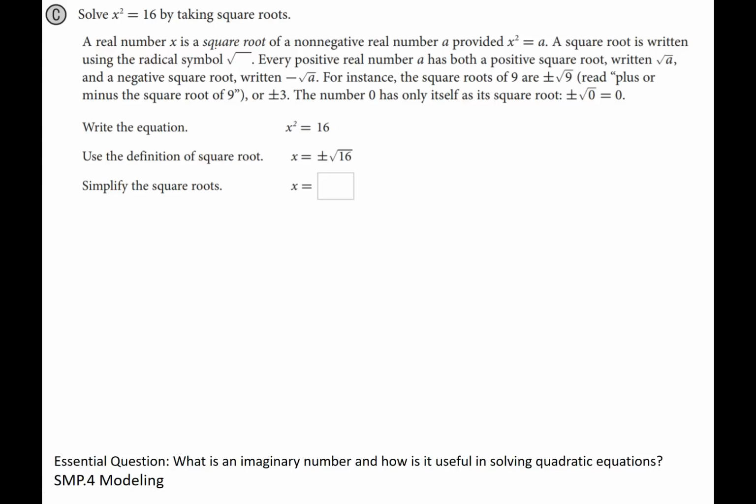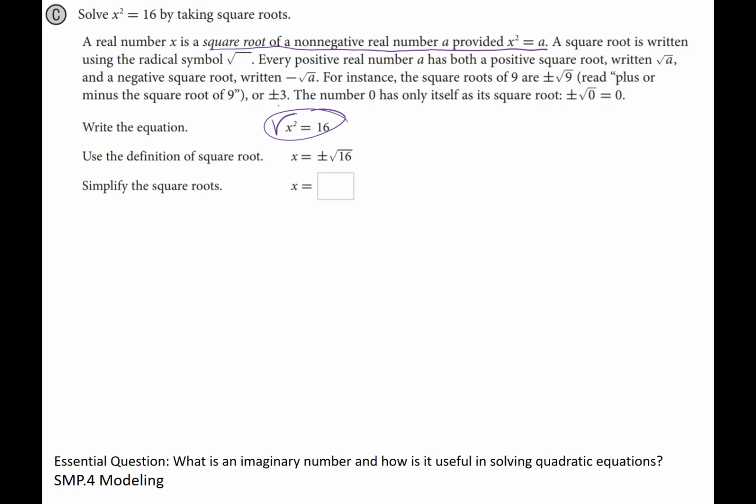So a real number x is a square root of a non-negative number a, provided that x squared equals a. We probably should underline here. A square root is written using the radical symbol. Every positive real number a has both a positive square root, written square root of a, and a negative square root, written negative square root of a. For instance, the square roots of 9 are plus or minus square root of 9, or plus or minus 3. The number 0 has only itself as a square root, so plus or minus square root of 0 is 0.